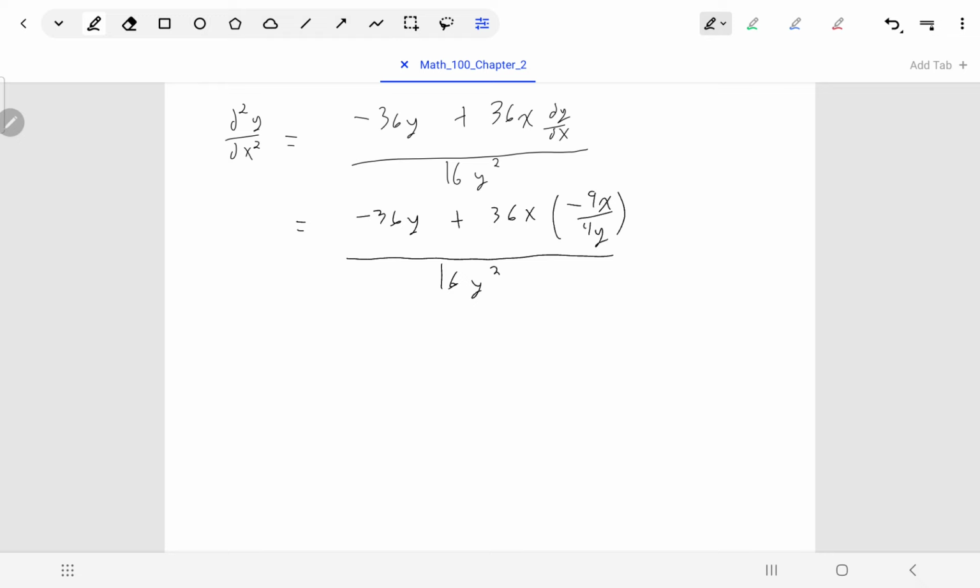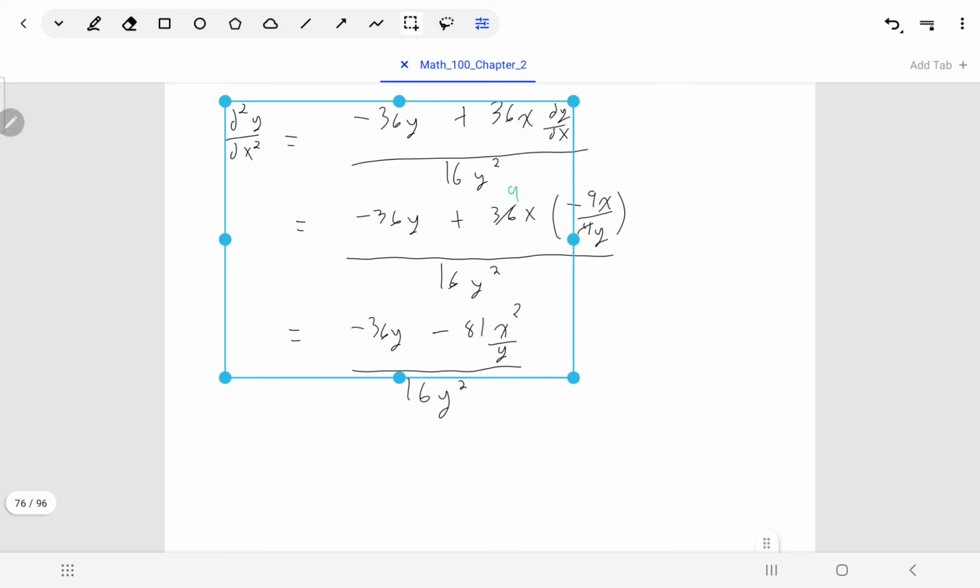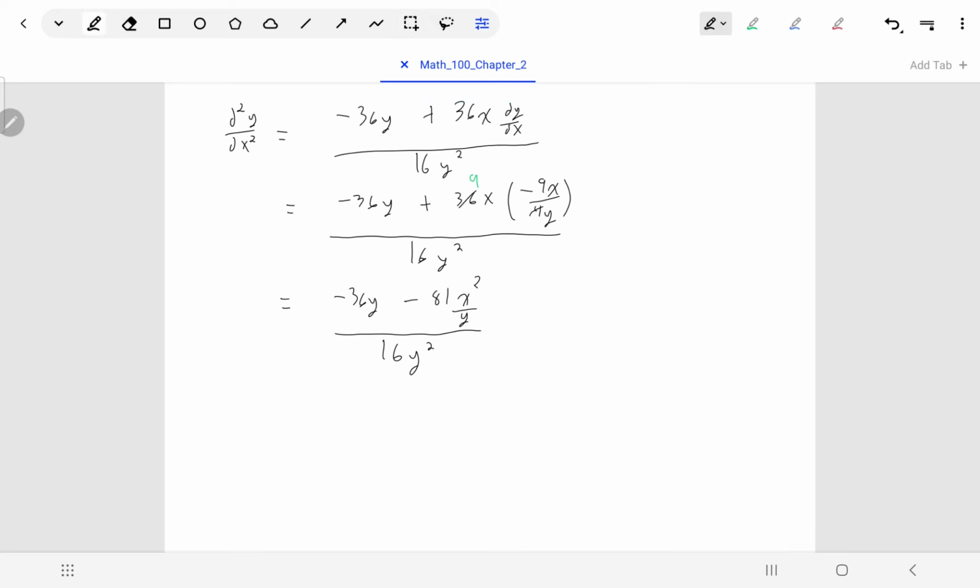And of course I can do a little bit of cleaning up here. As far as things go, the 36 and the 4, I can cancel those together, leaving just 9 behind. So I'll wind up having a nicer looking negative 36y minus 81x squared over y, and the whole thing over 16y squared. Now you might say to yourself, that does not look terribly wonderful, and I would agree with you, but there's a little bit more that we can do.